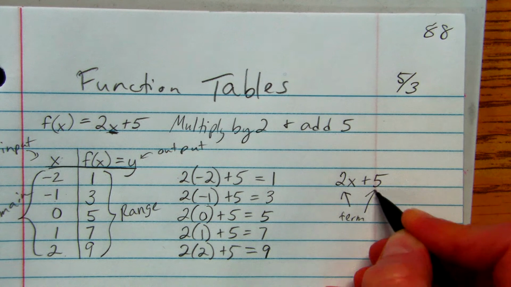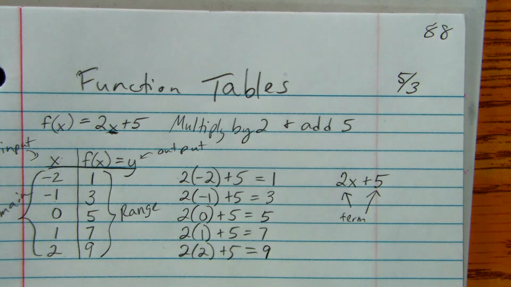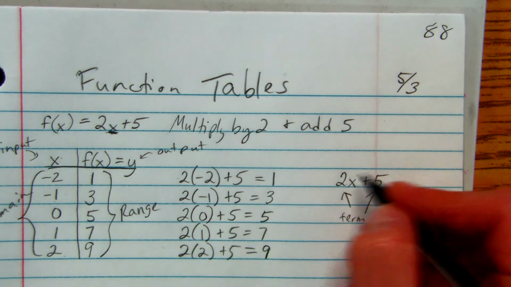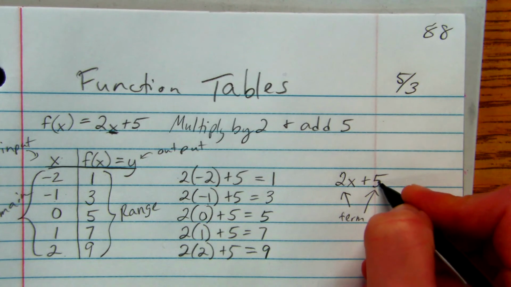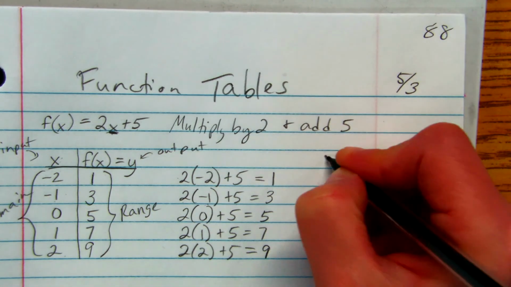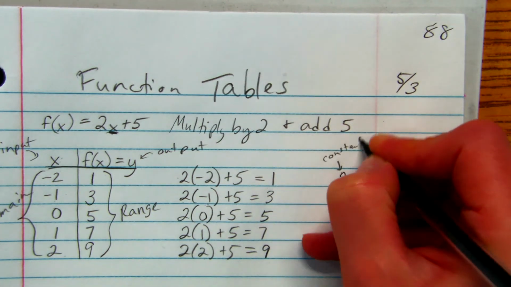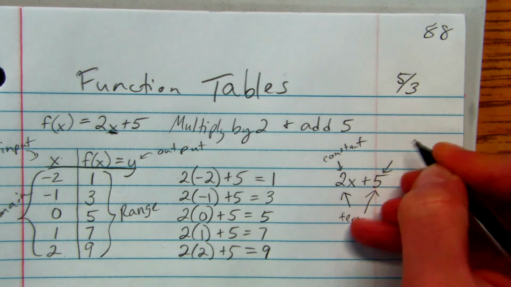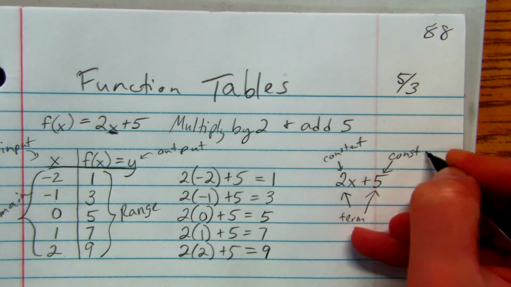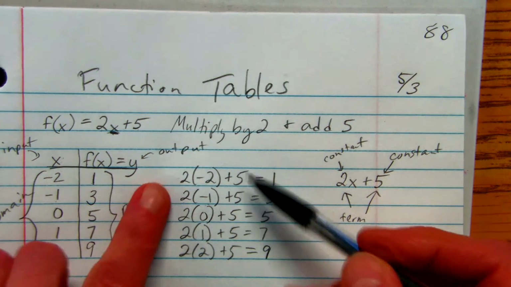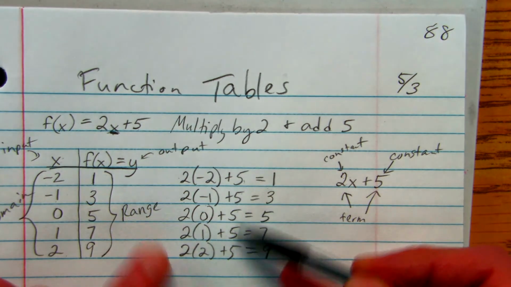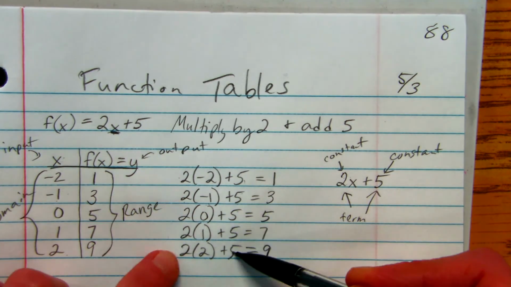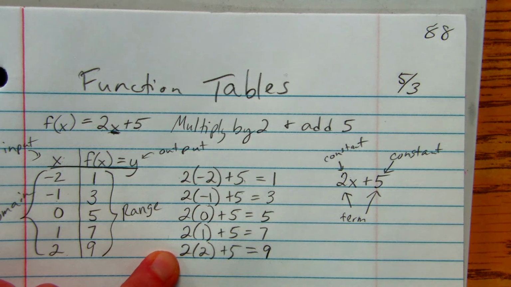This is also a term. So we have 2 terms. The numbers 2 and 5 are called constants. So 2 is a constant. That's because it's just a number. 2 doesn't change in value. And 5 is a constant. It doesn't change in value. And if you look at all of these calculations we did, the 2 and the 5 are constant. They're the same thing all the way down.